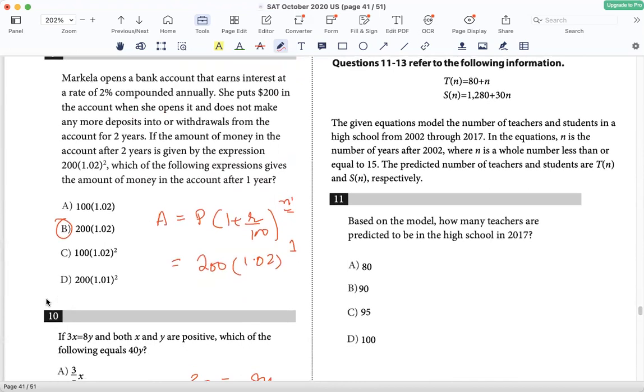The given equations model the number of teachers and students in a high school from 2002 through 2017. In the equations, n is the number of years after 2002, where n is a whole number less than or equal to 15. The predicted number of teachers and students are Tn and Sn respectively. Based on the models, how many teachers are predicted to be in the high school in 2017? So 2017 would mean n is 15, right? So that's 80 plus 15, 95.